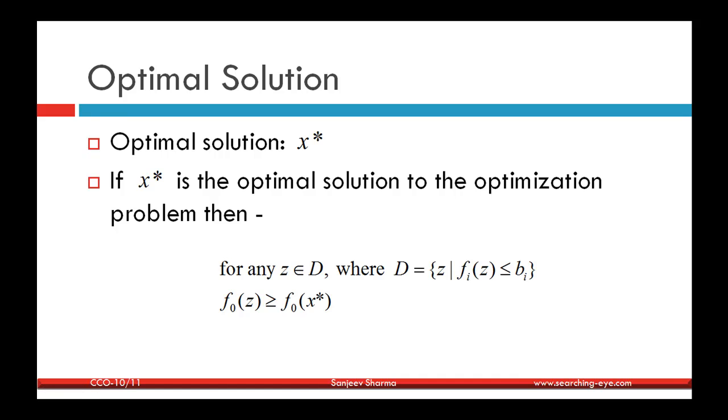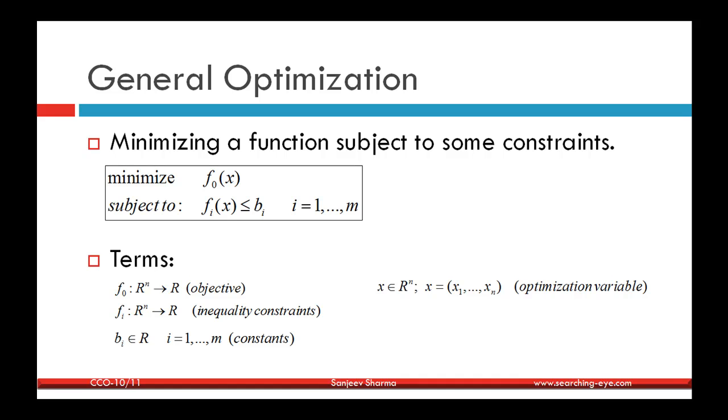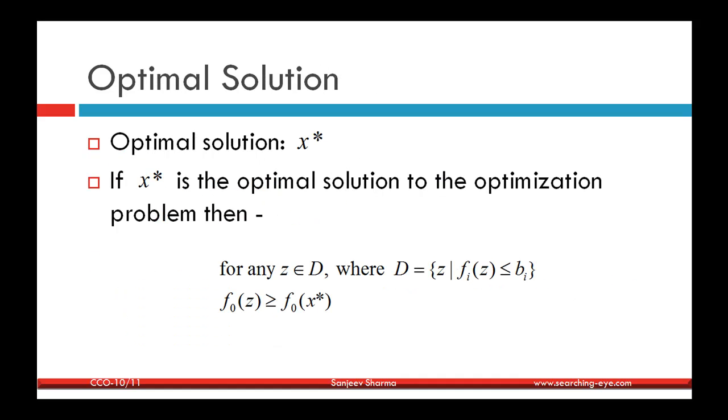So the optimal solution to this optimization problem, minimize f naught of x subject to constraints fi of x less than or equal to bi, is denoted as x star, and x star is the optimal solution to the optimization problem such that the objective function is minimized. If there is any vector z in the domain of the function, where the domain is defined as the set of all vectors z in Rn such that fi of z is less than or equal to bi, then any vector in Rn which satisfies the constraints fi of x less than or equal to bi belongs to the domain of the function.